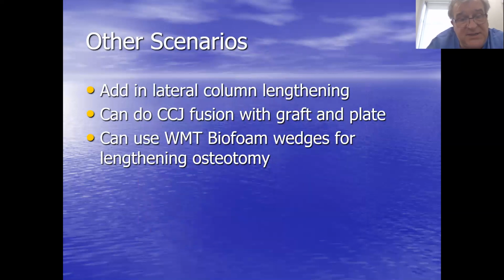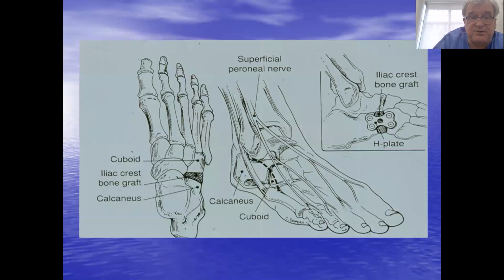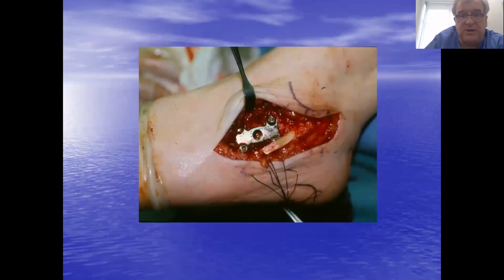You may need to add in lateral column lengthening, which can be done with a fusion with biofoam wedges or a lengthening osteotomy. You can see this on the lateral side here. This brings the navicular back round onto the talus by pushing it around medially. So you can do it either by fusing the calcaneal cuboid joint with a block in it, or you can do it with a block of bone into the distal part of the calcaneum and fix it with a plate like so.